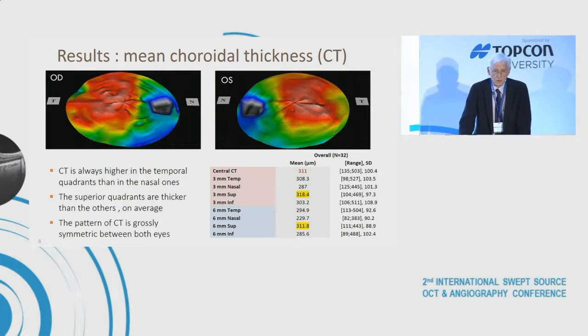Here are some results. Choroidal thickness was always higher in the temporal quadrants than in the nasal ones, which is already known. The superior quadrants were thicker than the others on average, and the choroidal thickness was grossly symmetrical between both eyes. You see here that the mean maximum thickness was found in the 3 millimeter superior quadrant of the ETDRS chart, after that in the 6 millimeter quadrant of the ETDRS chart, and it was higher than the central choroidal thickness.